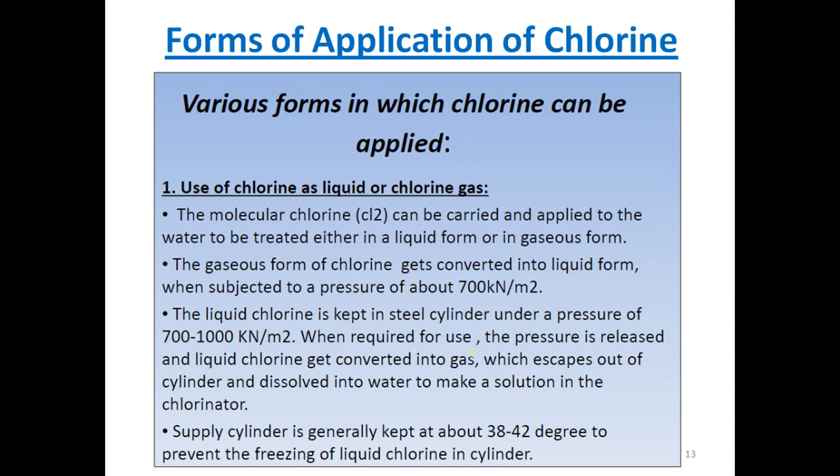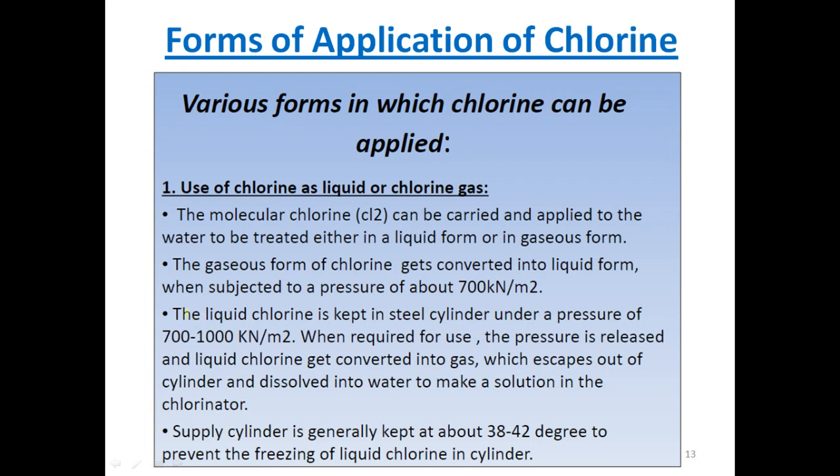When required for use, the pressure is released and the liquid chlorine gets converted into gas, which escapes out of the cylinder and dissolves in water to make a solution in the chlorinator. Chlorine is applied to the water to be treated through an instrument called a chlorinator. The supply cylinder is generally kept at about 38 to 42 degrees to prevent the freezing of liquid chlorine in the cylinder.